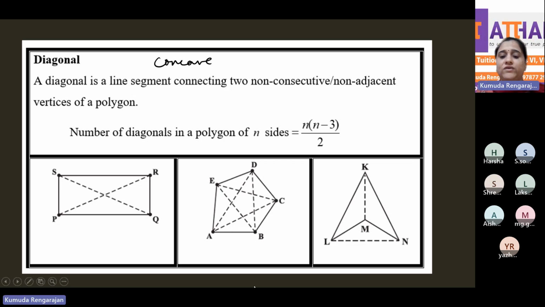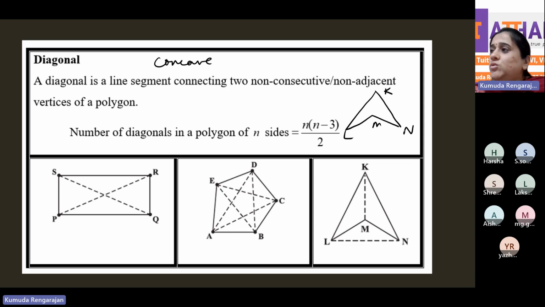And so in figure 3, you see a concave quadrilateral. In figure 3, K, L, M, N is a quadrilateral.